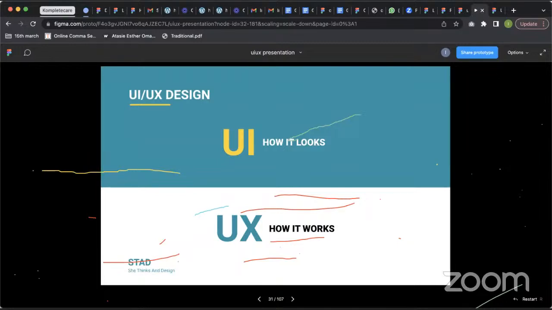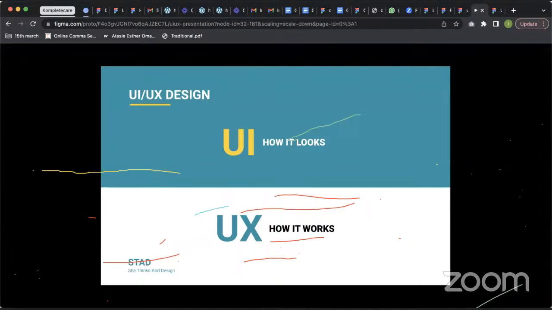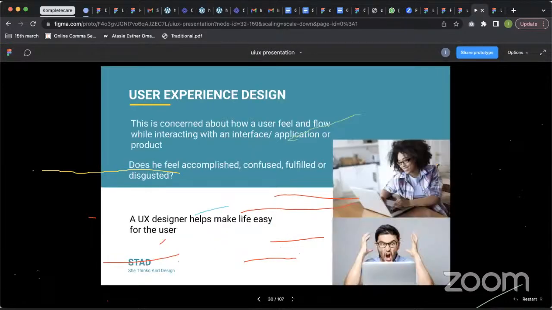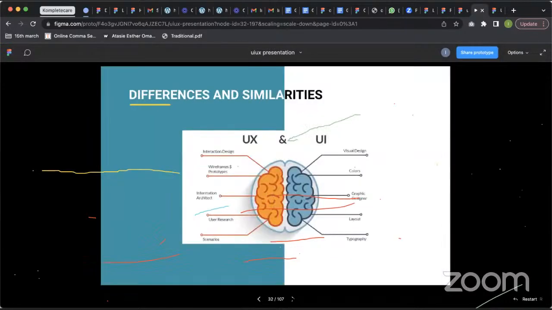All of these are going to be taught in other classes. Moving forward, so these are the differences. UI has to do with color, the visual, what you see, but UX is quite deep. And UX controls UI. With time you understand that.